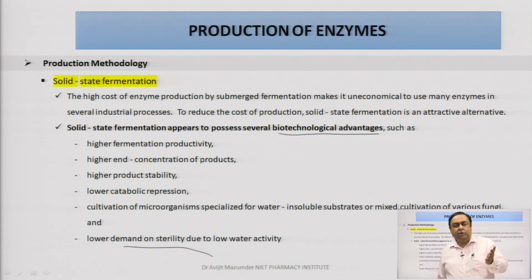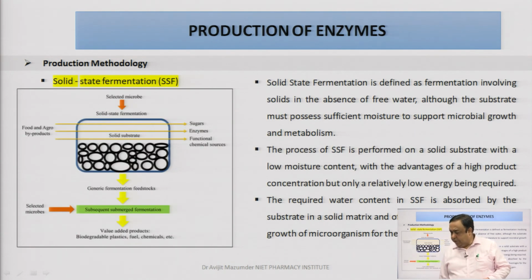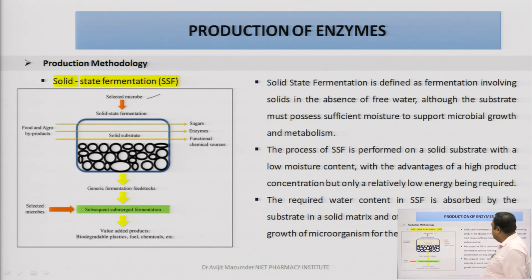When the water content is more, the possibility of unwanted microbes growing is more. Therefore, as the water quantity is less, there is a lesser demand for sterility. This is basically how it looks. We have to select the microbes, and add the media contents: the substrate, enzyme, sugar. Then ultimately it grows to produce a generic fermentation feedstock, which we then use.